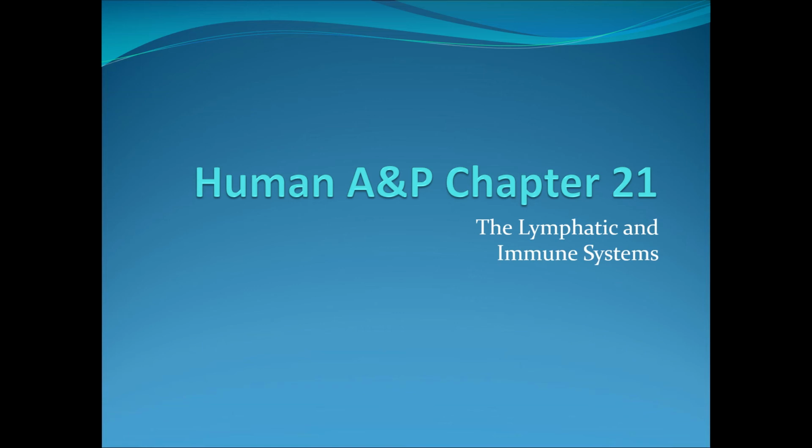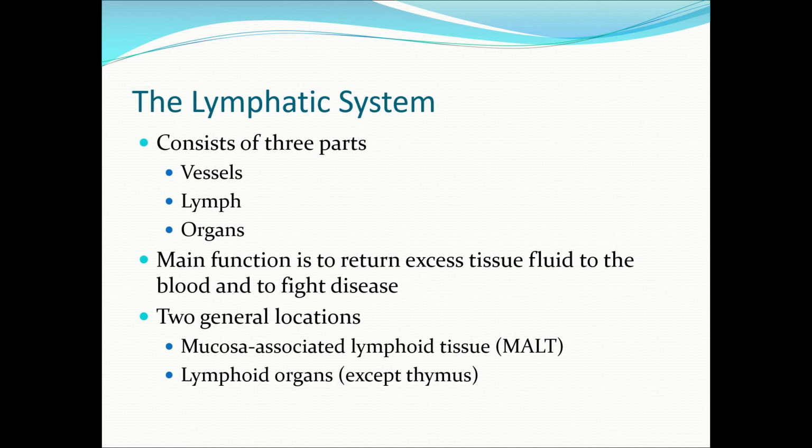This lecture is on Chapter 21, the lymphatic and immune systems. Let's start with the lymphatic system. It consists of three parts: vessels, lymph, and organs. The main function of the lymphatic system is to return excess tissue fluid to the blood and to fight disease. There are two general locations: the mucosa-associated lymphoid tissue, also called MALT, and lymphoid organs, except for the thymus.